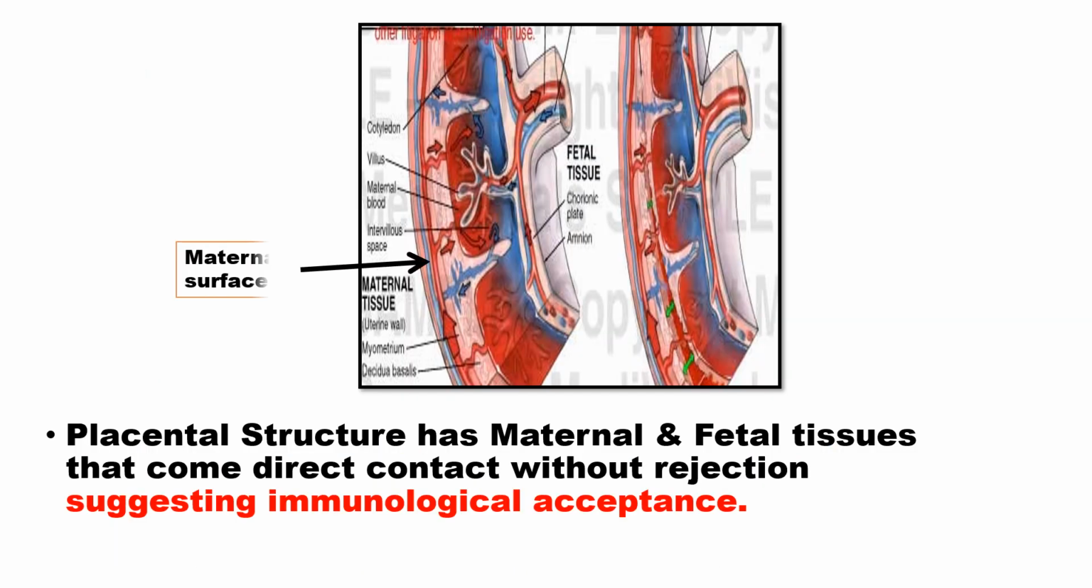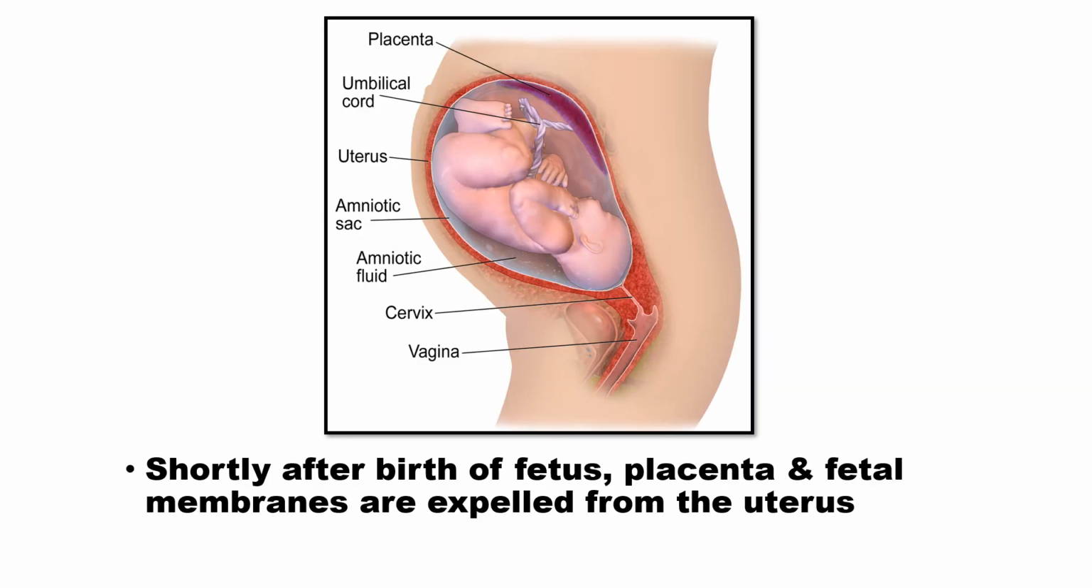Placenta exhibits two surfaces: maternal surface and fetal surface, that come in direct contact without rejection, suggesting immunological acceptance. Shortly after the birth of the fetus, placenta and fetal membranes are expelled from the uterus.